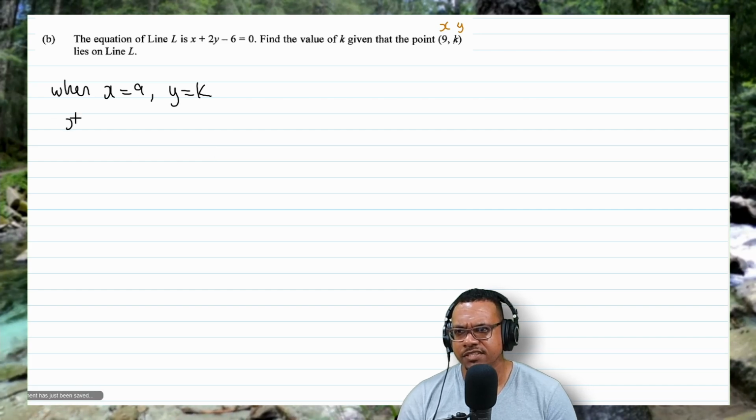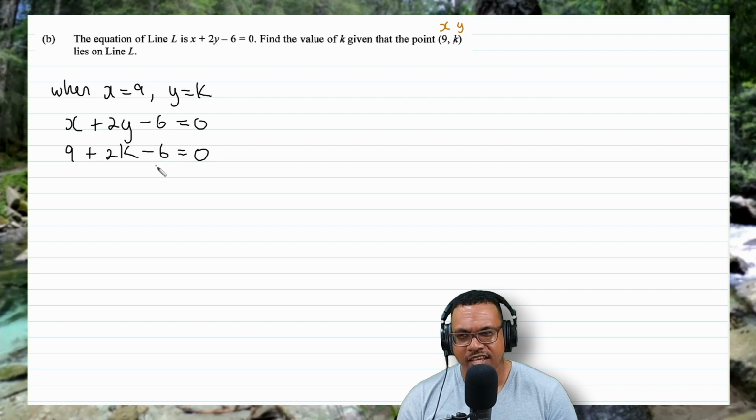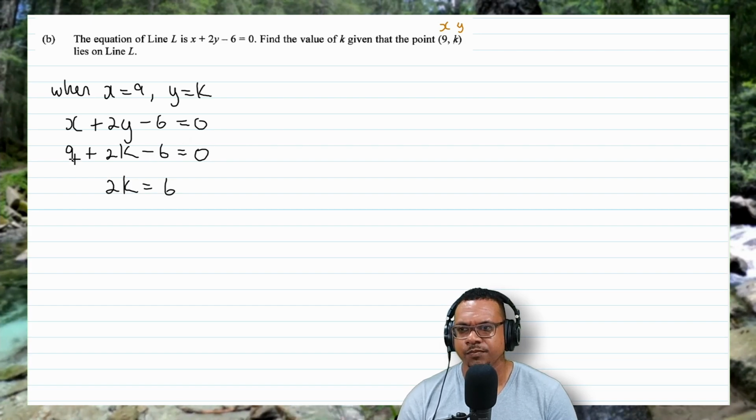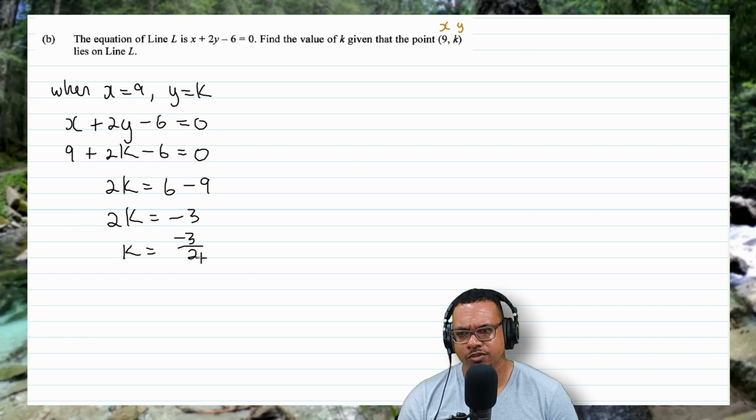We write the equation of the line, which is x plus 2y take away 6 is equal to 0. Replace the x with 9. Replace the y with k. So now we have an equation where the only variable is k, so we can solve for k. We can transfer the 9 and the -6 across the equal sign. So we'll have 2k is equal to 6 take away 9, which is -3. And k will be equal to -3 over 2. So that's k is equal to -1.5.